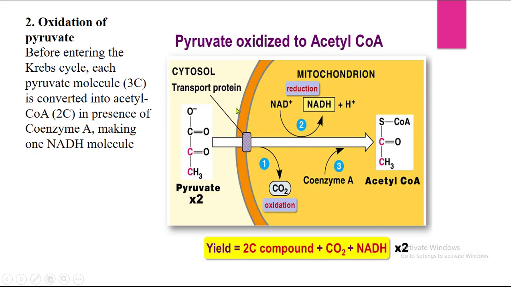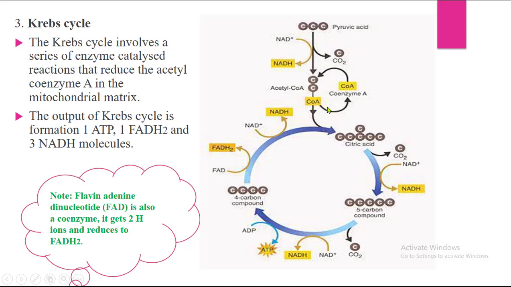So this was about pyruvate oxidation, that pyruvate cannot participate directly in the Krebs cycle, so it undergoes a series of changes and it is converted into a 2 carbon containing compound in presence of coenzyme A, producing acetyl-CoA and releasing 1 NADH molecule. Moving on, Krebs cycle.